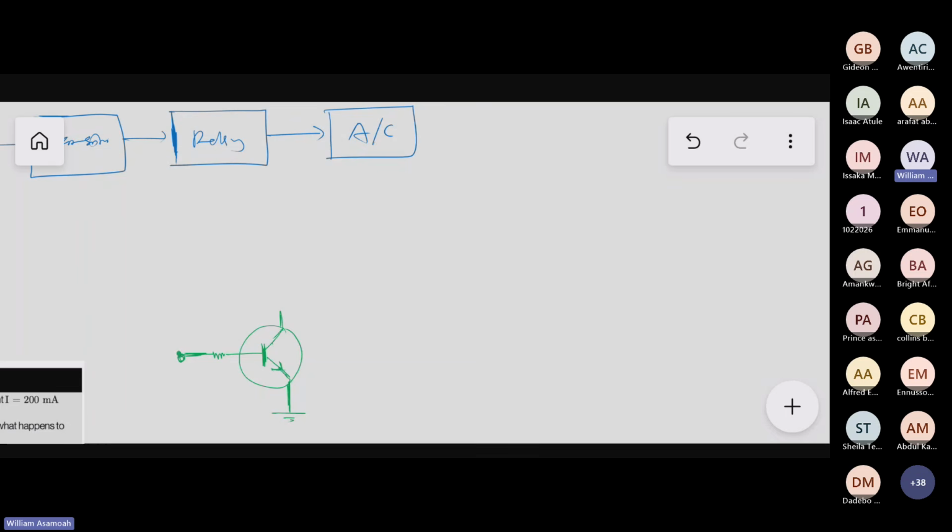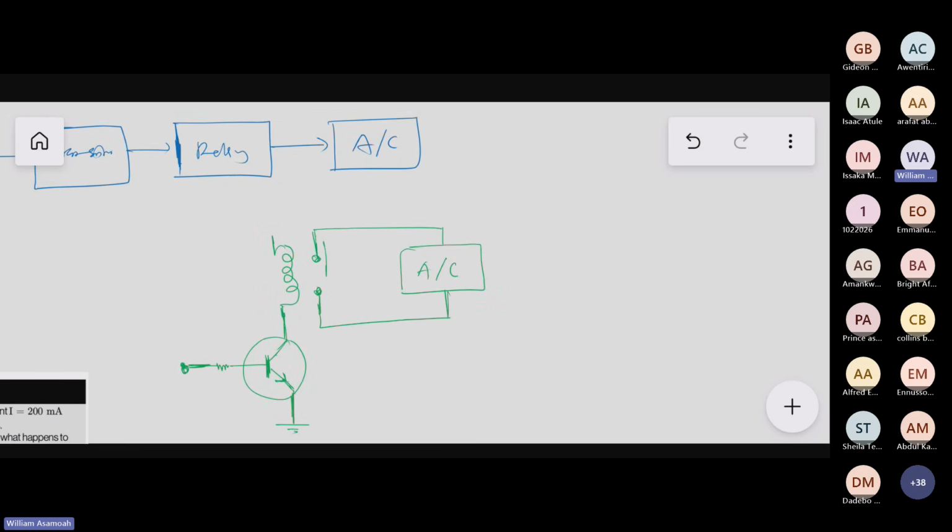And this is the control signal. So what happens is that you put a relay. A relay is actually an inductor. It uses magnetic effect to close the circuit. So this is what we have. We have two switches here. So these are two switches that the AC is connected to. Then there is a conductor here. So this one is open.